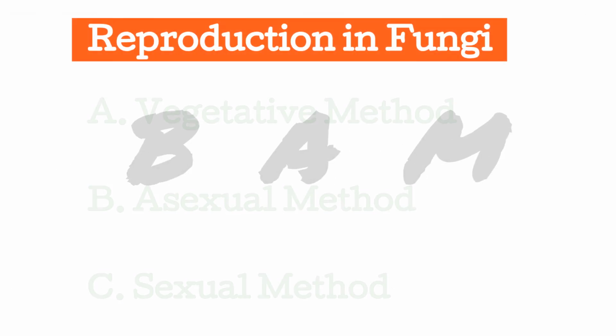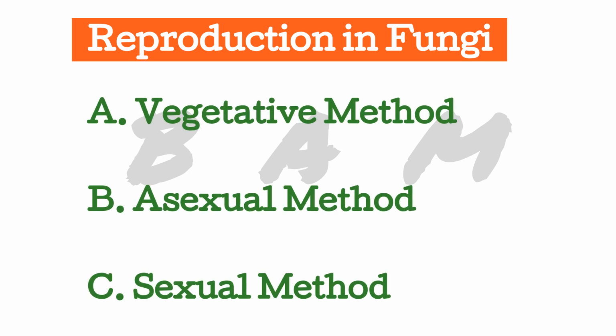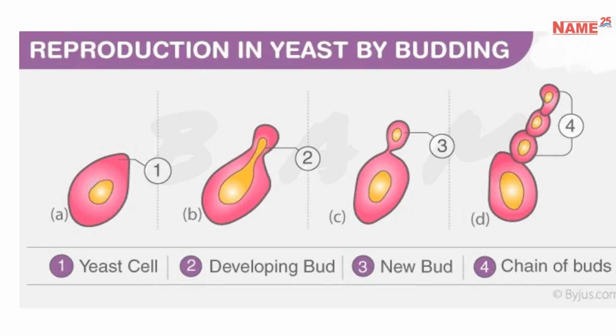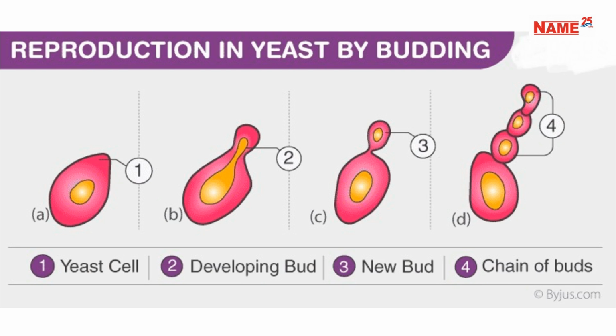Reproduction in fungi occurs through three main methods: vegetative, asexual, and sexual. Vegetative reproduction methods include fragmentation, where an organism breaks into parts capable of forming new individuals, cell division or binary fission, budding, and oidia formation, the production of asexual spores under stress. Reproduction in yeast by budding involves the formation of a developing bud, which grows into a new bud, eventually forming a chain of buds.